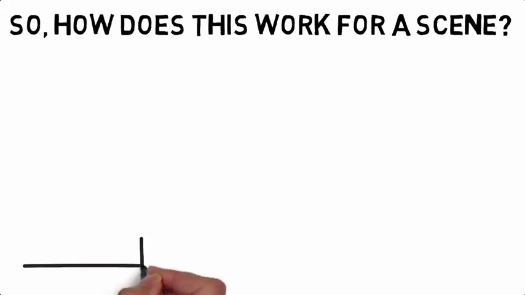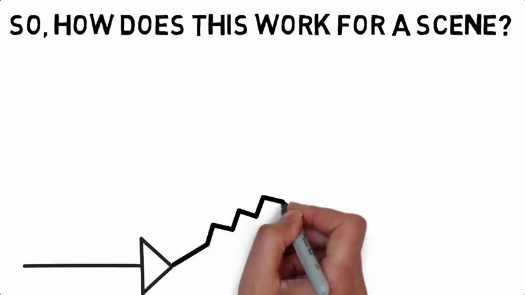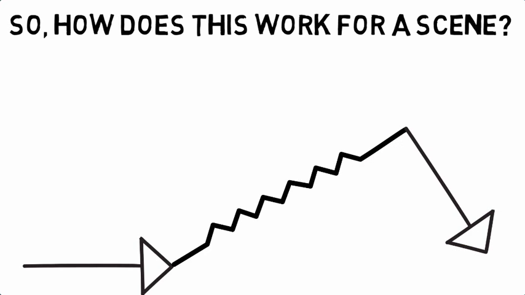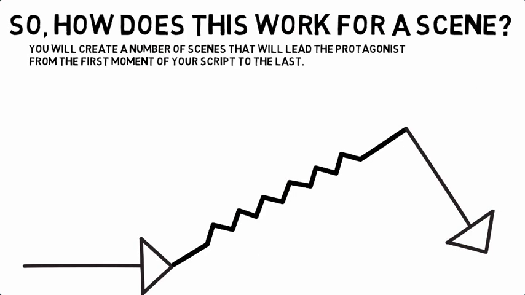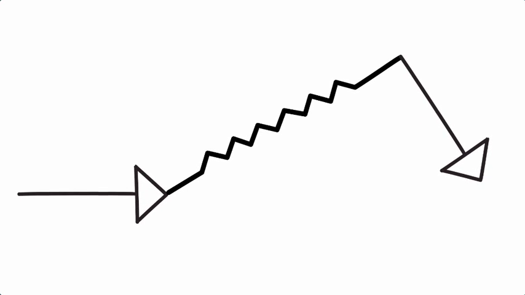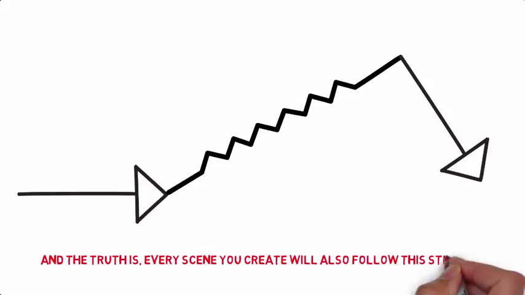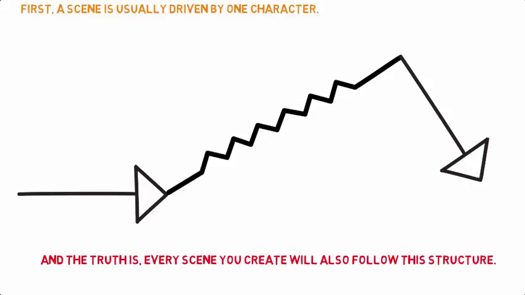So, how does this work for a scene? Well, let me draw a scene for you. Okay, there's the beginning, there's the middle, and there's the end. Do you recognize that structure? See, you're going to first create a number of scenes that will lead the protagonist from the first moment of your script to the last moment. And the truth is, every scene you create will also follow this structure. Yeah, the same structure we saw in The Wizard of Oz.